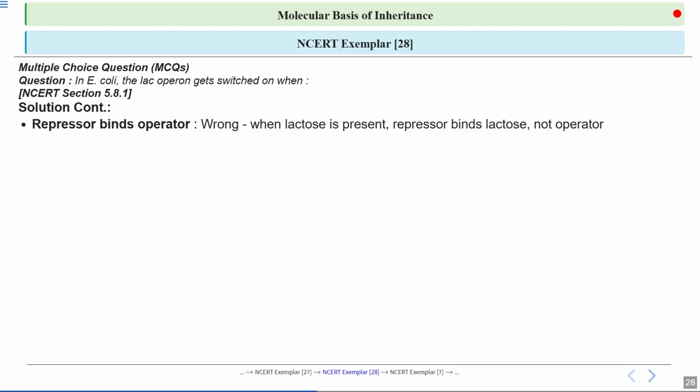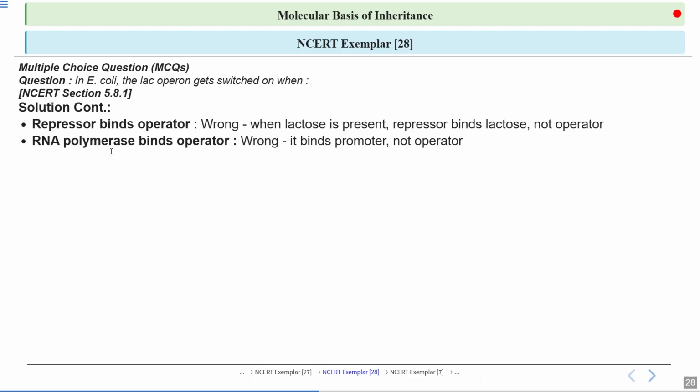Clear? Now, in the absence of lactose, what happens? The repressor can bind to the operator, and the RNA polymerase now cannot bind to the promoter, and thus the transcription is inhibited. So here you can see one of the options was wrong, because when lactose is present, the repressor will bind to the lactose and now it cannot bind to the operator.